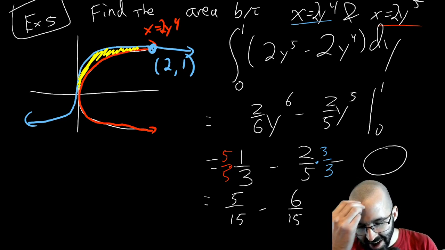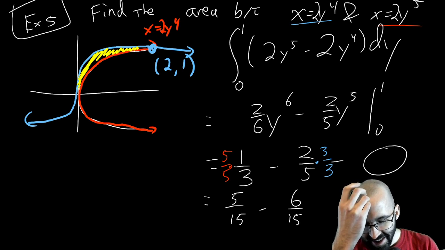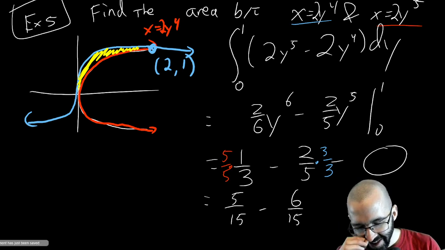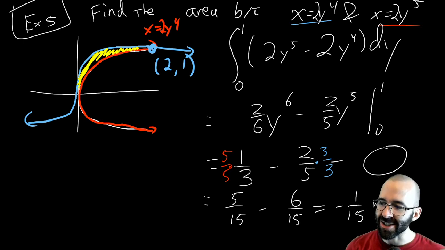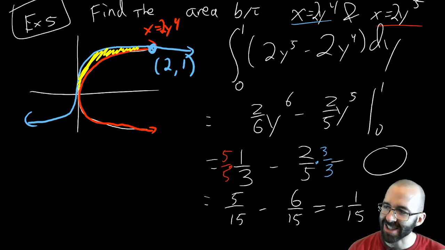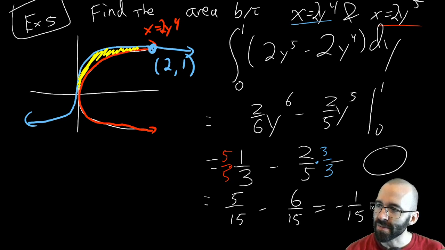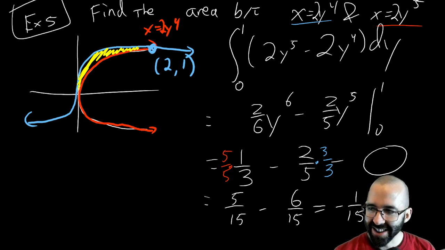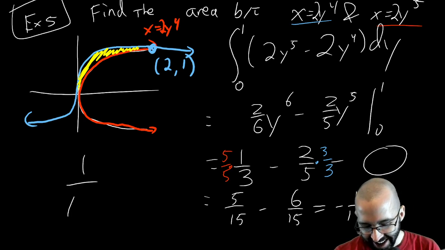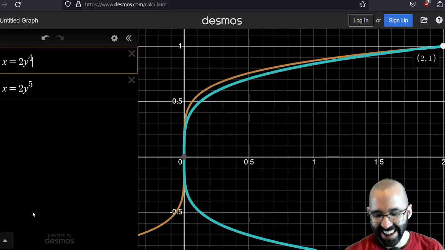Wait, did I choose the wrong one? Wait, did I copy the graph down wrong? Because this is negative 1/15. Another perfect opportunity to show you what happens if you choose your functions in the wrong order. Yeah, if you choose wrong, don't worry. The answer is just the positive version.